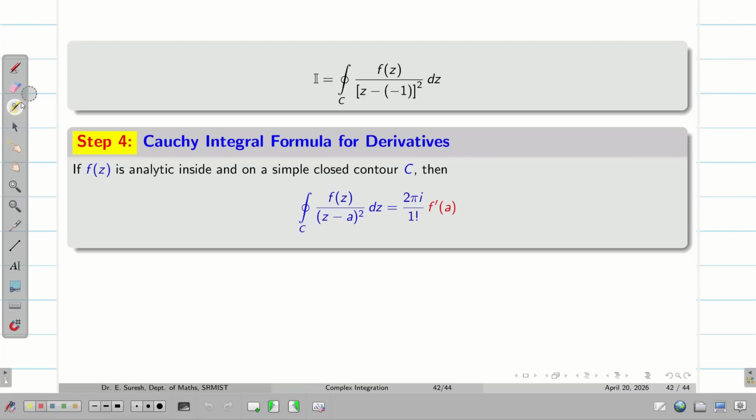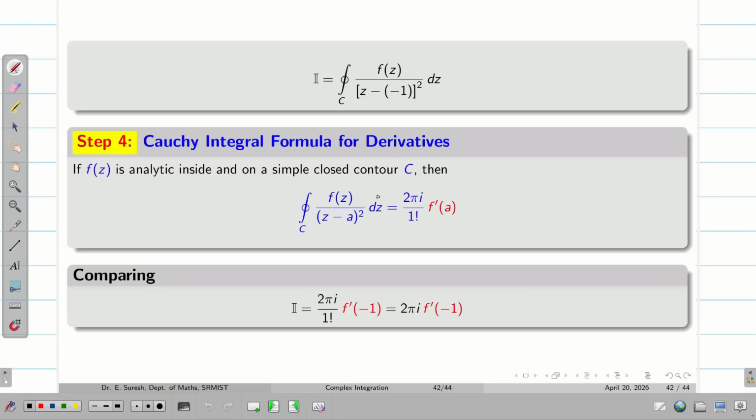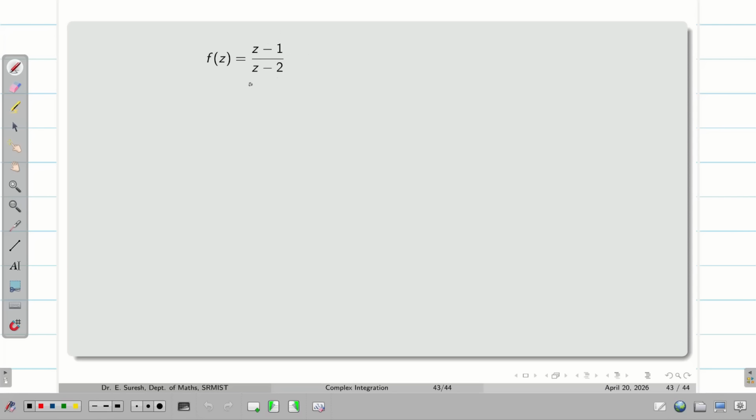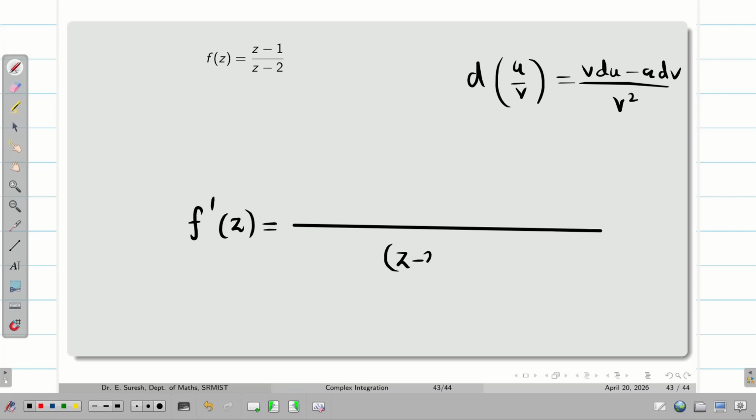Now comparing my question with the formula, we see a is equal to minus 1. Therefore, capital I is equal to 2 pi i by 1 factorial. 1 factorial is simply 1, f dash of minus 1. Next, we have to find the value of f dash of minus 1. f of z is z minus 1 by z minus 2. Now we have to apply the u by v rule: v du minus u dv by v square. Therefore, my f dash of z is over z minus 2 whole square. I am considering z minus 1 as u and z minus 2 as v.